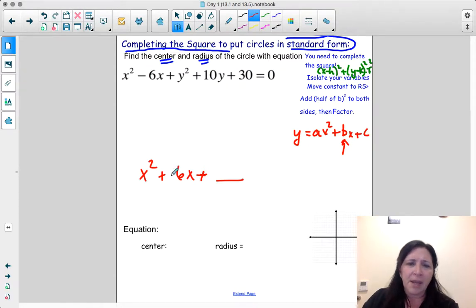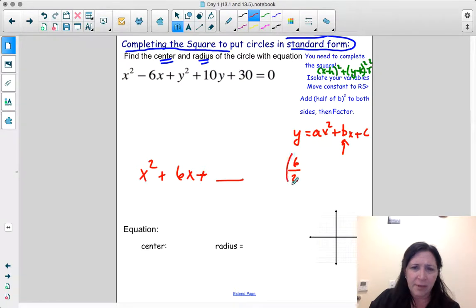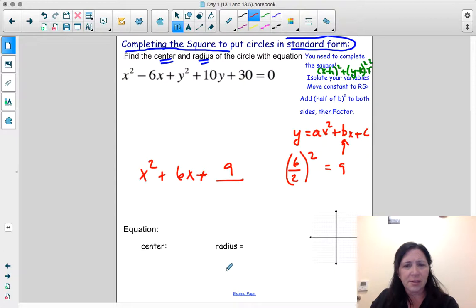Okay, and so you're going to take half of the b term, and then you're going to square that. So half of the b term is 3. 3 squared is 9. That's what I'm going to add to both sides.